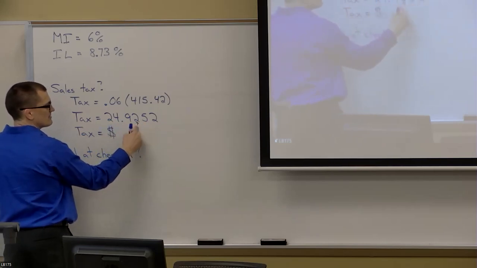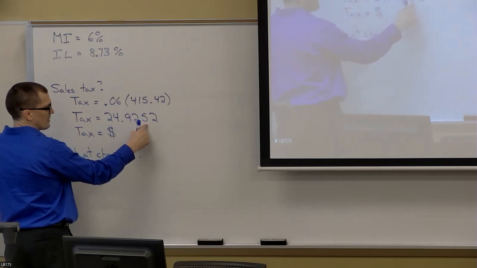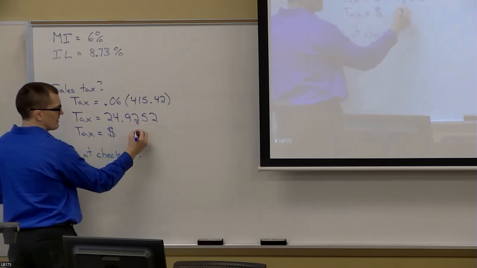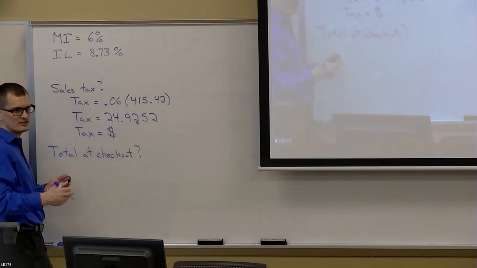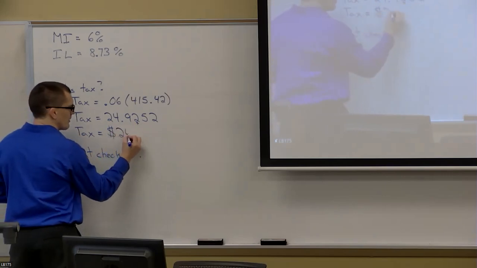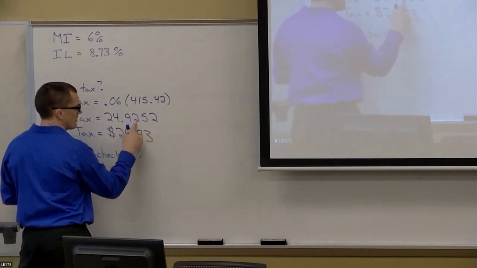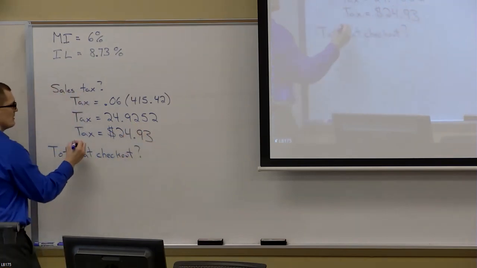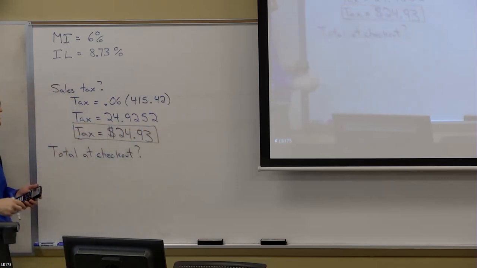So I look at this second decimal place, which is a 2, and to the right there's a 5. 5 or higher makes that 2 round up to a 3. If it were 4 or lower, it would round down, keeping it at 2. So 24.93. That's what the sales tax would be, and that's the answer you write in Moodle, 24.93.